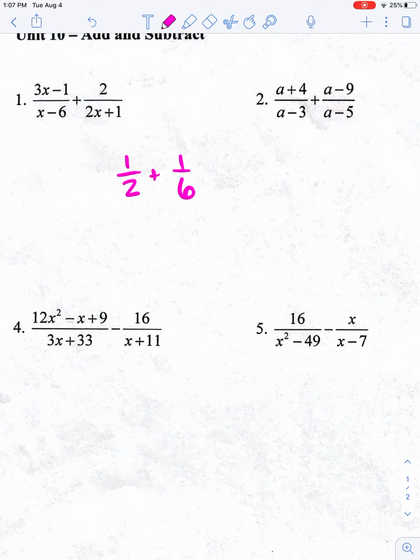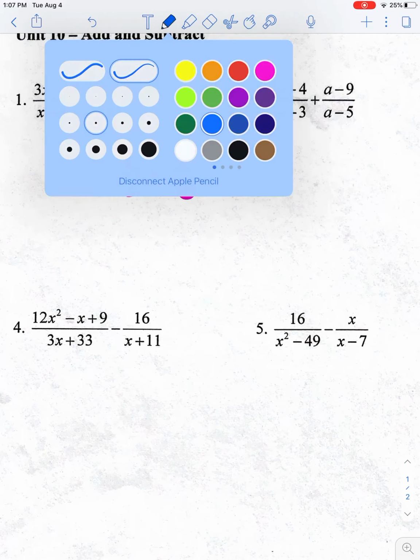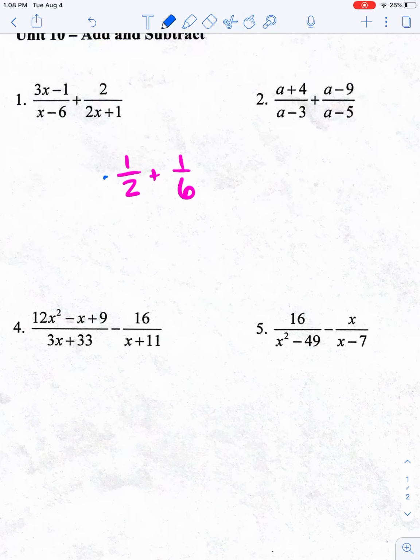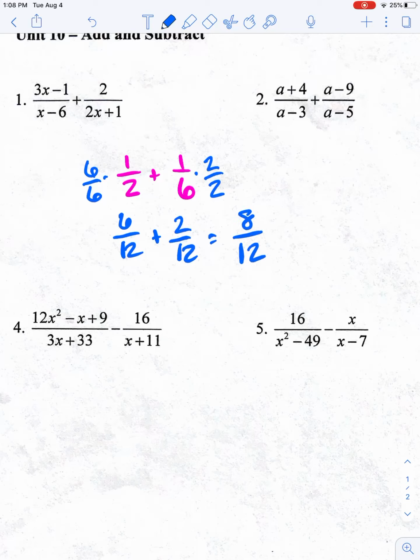And then you would multiply this guy by 6/6, because that's like multiplying by 1. And you'd multiply this guy by 2/2. And so that would give you 6/12 plus 2/12. And then you would add them together and give you 8/12. Notice you do not add the denominators. And then you would have to reduce that by 2, well, actually by 4, to get 2/3.